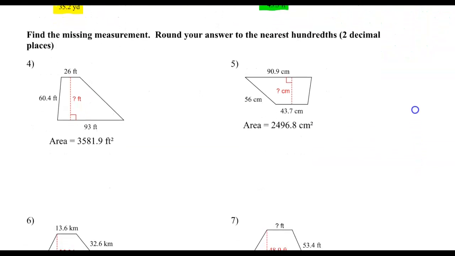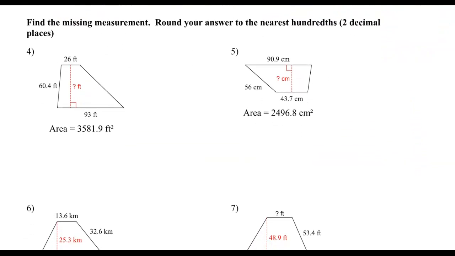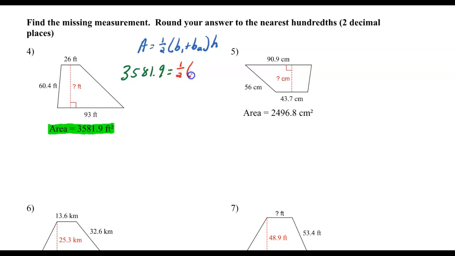The next two problems will be finding a missing dimension given the area. If we look at problem number 4 and 5, and it's actually all of these problems, 6 and 7 are like that. For number 4, the area is 1/2 base 1 plus base 2 times the height. I'm told the area is 3,581.9. So 3,581.9 is equal to 1/2. The bases are 26 and 93. And I want to find the height, so I'll just leave that as h.